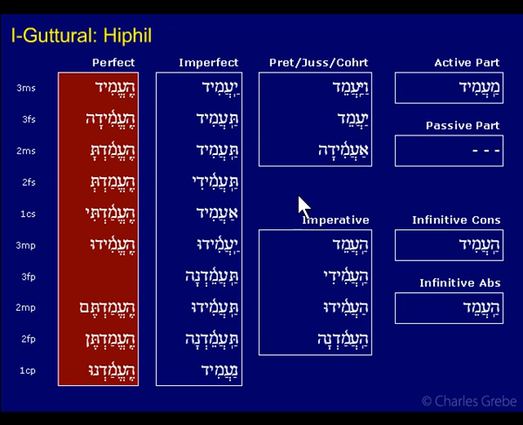First guttural Hiphil. Okay, let's look at the Hiphils in the first guttural. What happens to them? We looked at the Niphals. Now we're looking at the Hiphil. And we see here that the change from strong to first guttural is the same for the Hiphil as it was for the Niphal. And that is that you end up with these segols and chataf segols.